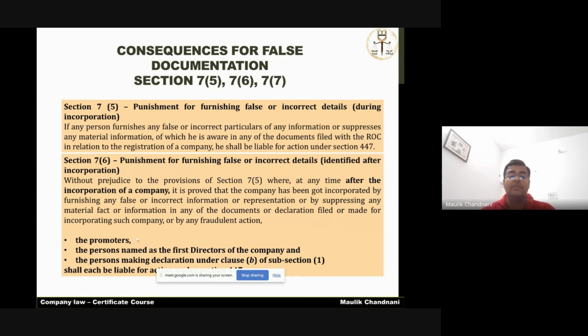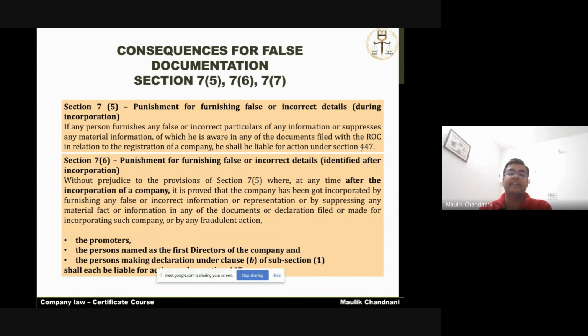Then all the promoters, all the first directors, and the persons making the declaration, these are the practicing professionals, that is practicing advocates, CSs, CMAs, will be held liable under 447. So what is the difference between subsection 5 and subsection 6? Subsection 5 applies during the process of incorporation, when you are caught by the ministry.